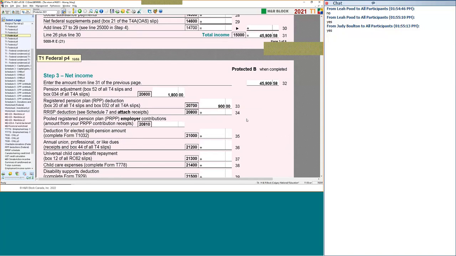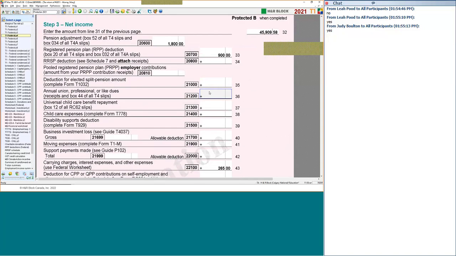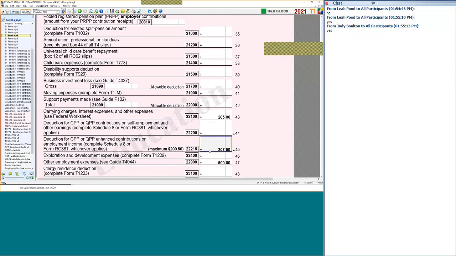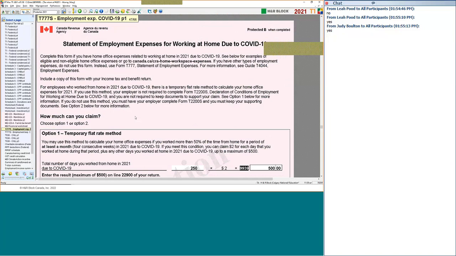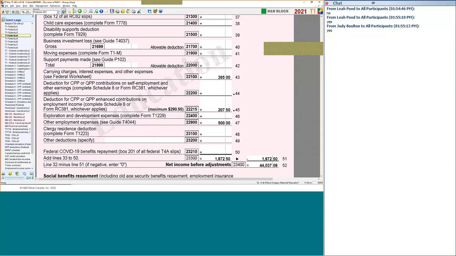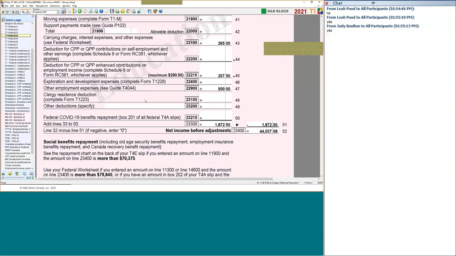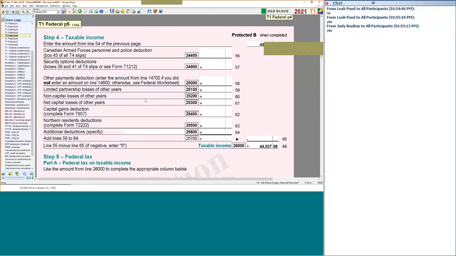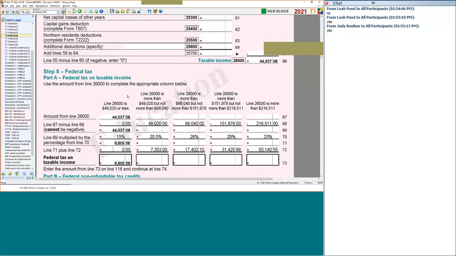Deductions, I have RPP. I'm going to have carrying charges. We put those on already. CPP, I'm going to assume you can do your Schedule 8 by now. And other employment expenses, I need a T777S for that. I have a T777S. There it is, 250 times 2, $500. That's where I got that one from. Add them together, 1872.50. Net income 44,037.08. Taxable income is the same.